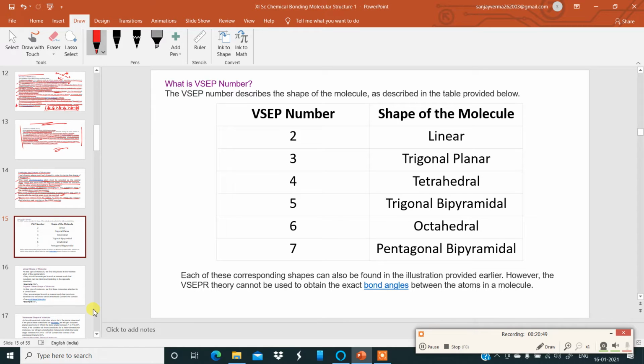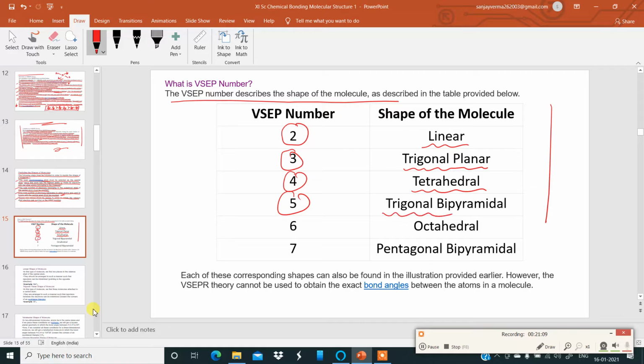Now, what is the VSEP number? Valence shell electron pair number. This describes the shape of the molecule as discussed below. If the VSEP number is 2, then we will have a linear molecule. If it is 3, then trigonal planar. If it is 4, then tetrahedral. If it is 5, then trigonal bipyramidal. If it is 6, then it is octahedral. If it is 7, it is pentagonal bipyramidal. Okay. So try to remember this VSEP number and the corresponding shapes.